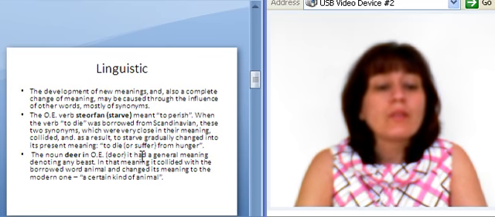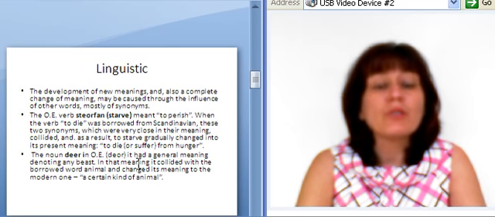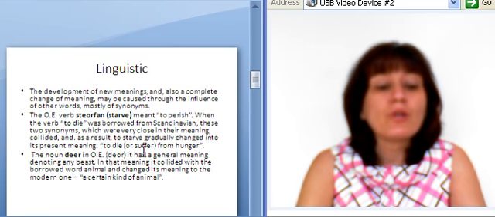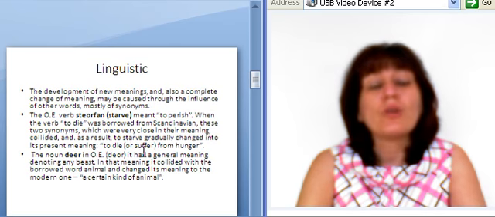The noun deer in Old English had a general meaning denoting any beast. In that meaning, it collided with the borrowed word animal and changed its meaning to the modern one, a certain kind of animal.